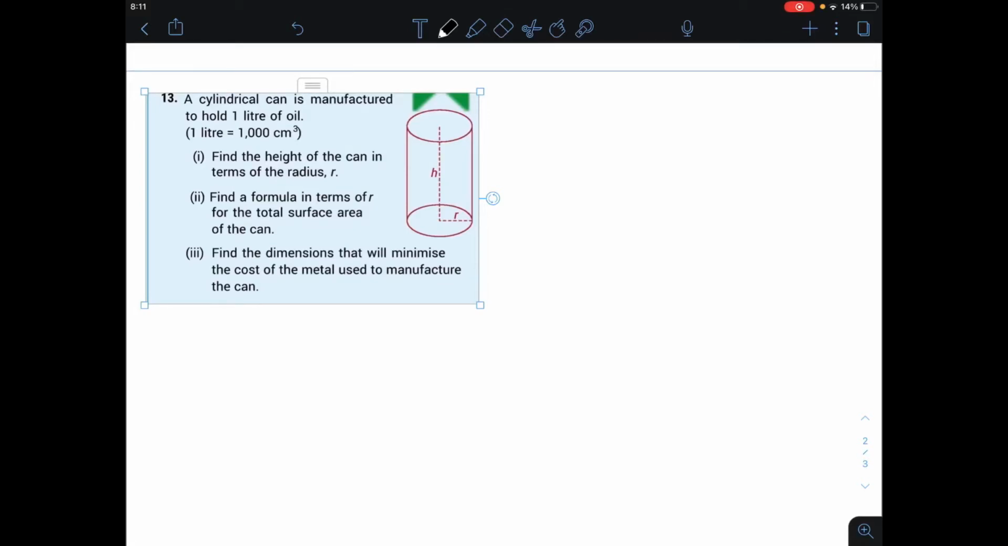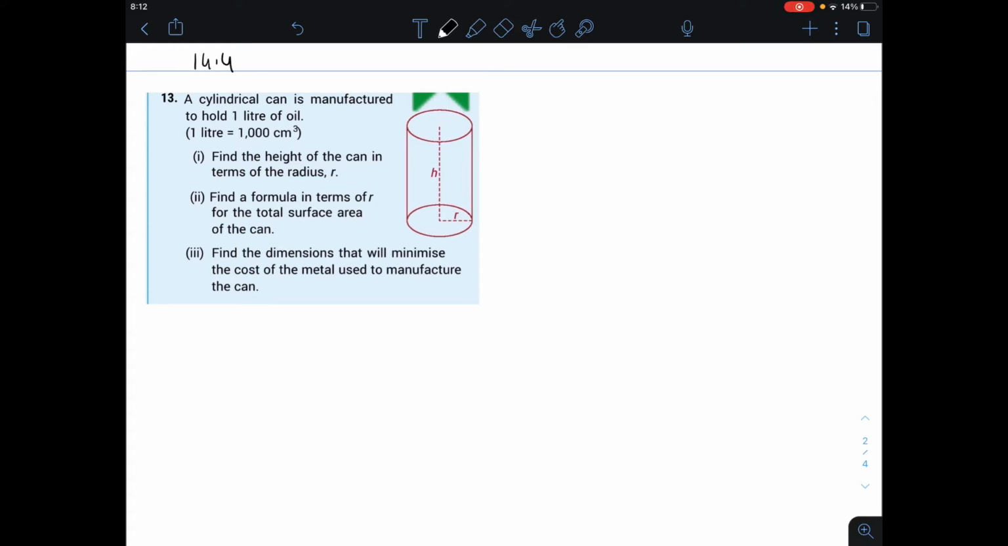Hi guys, so let's have a look at exercise 14.4, question 13. Okay, so a cylinder is manufactured to hold 1 litre of oil. 1 litre is equal to 1,000 centimetres cubed. Find the height of the can in terms of the radius.